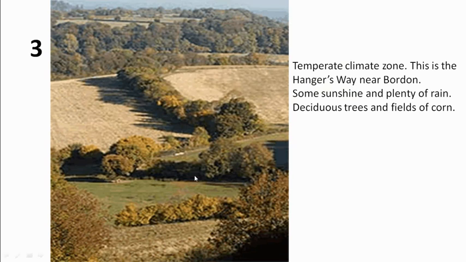This is a temperate climate zone. I expect you got this. This is down the road. This is really close to us. This is on the Hangers Way, which is a nice walk you can do in this area. And these trees are deciduous trees. You've got beech trees, oak trees, and then you've got fields of corn. This is a temperate climate zone. So you could see a similar scene in one of the other temperate places in the world, in Europe, in North America, possibly in South America as well, or in New Zealand.